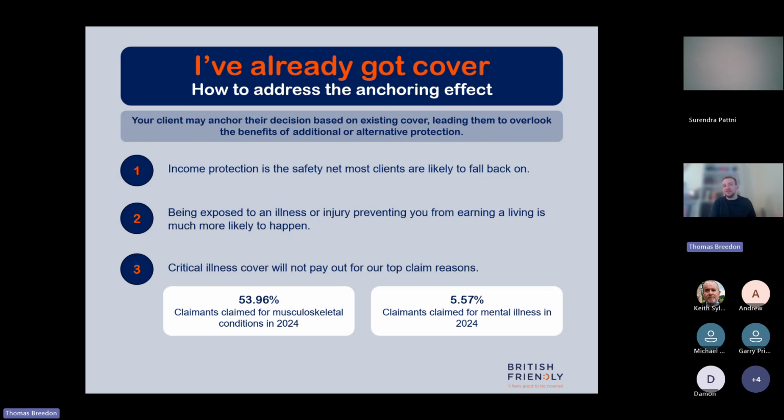Again, I don't want to bash critical illness here. You can get critical illness and it might not pay out because a heart attack might not be severe enough. The cancer might have been a grade 1 or grade 2, for example. If that means you can't work for some reason, because you're stressed or because of that condition, and you're signed off by a GP, that is something you can put a claim in for in income protection. Okay.